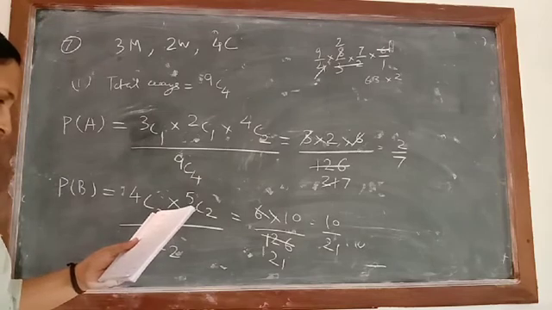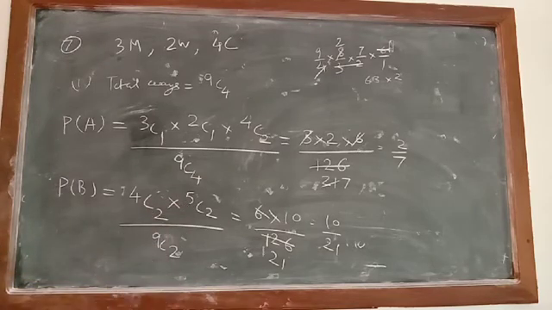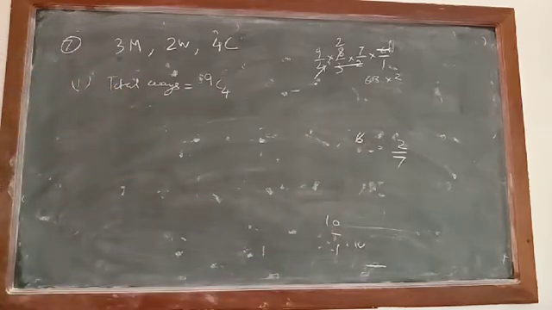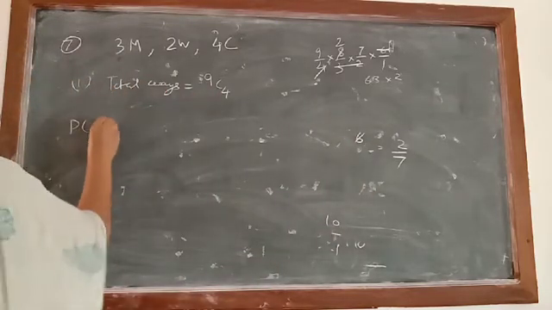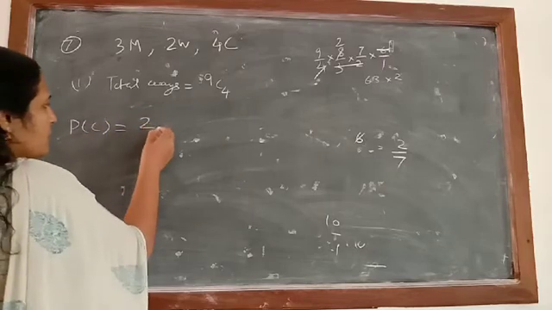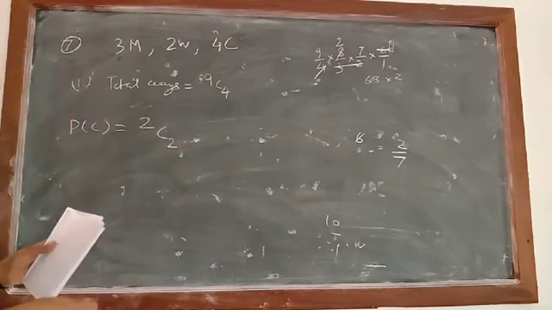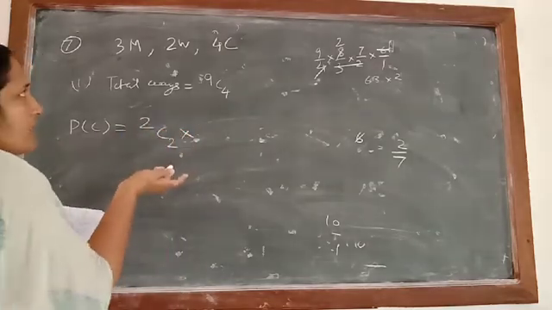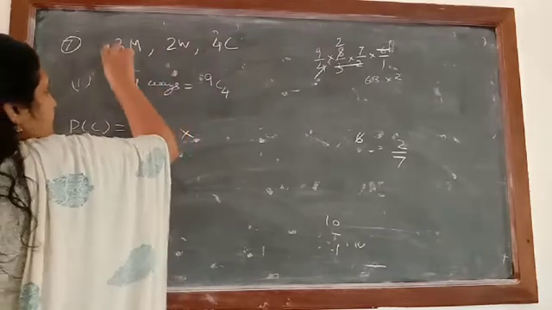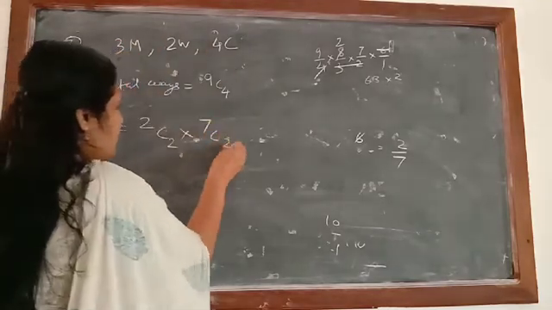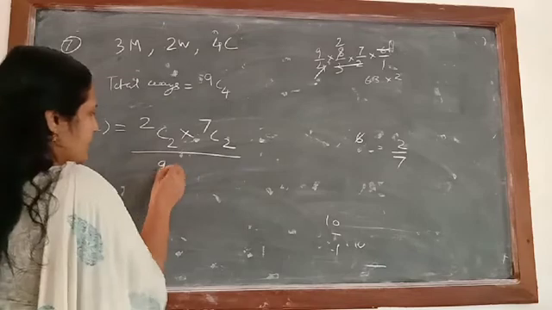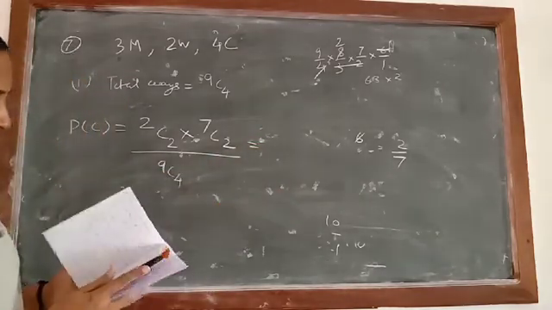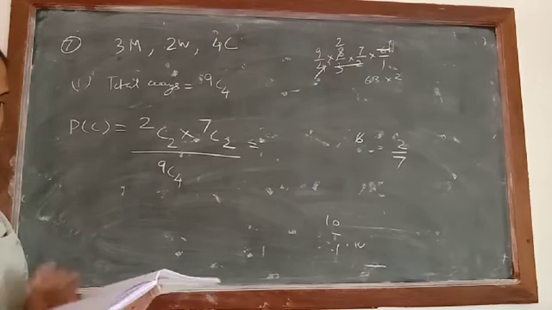Then third condition is 2 women. We have to select 2 women there. So probability of C I am writing there. Probability of C is equal to, I need 2 women. Only 2 women are there, so that selection can be done in 2C2 ways. Now remaining 2 more I have to select from 4 plus 3, 7. From 7 I need 2 more there by 9C4. I think remaining calculations you can do by yourself. Okay. Now check the next question.